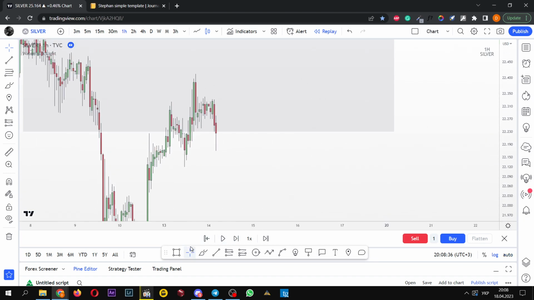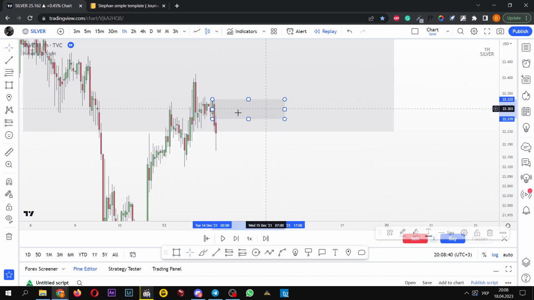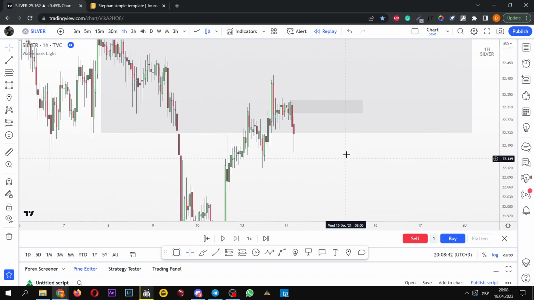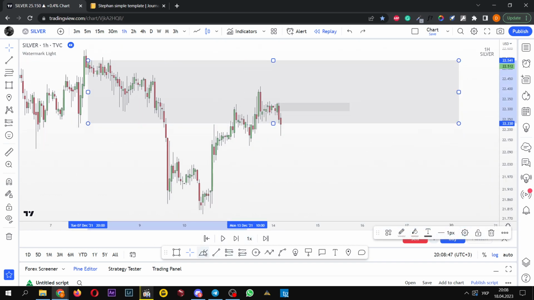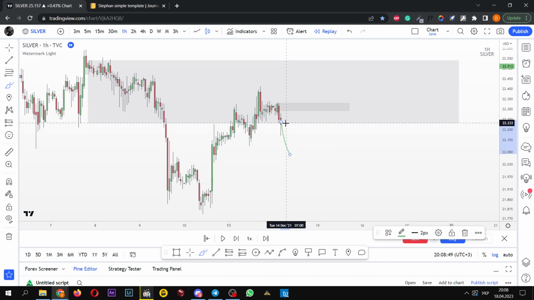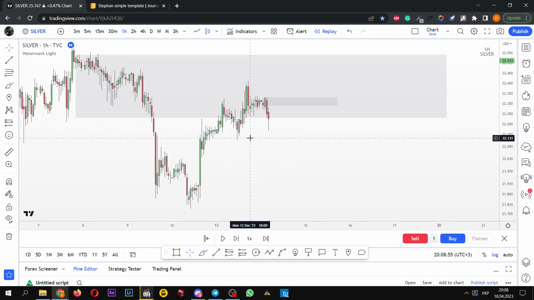So now if we break, we have this inside structure, we have these unmitigated zones. So basically if we do this, creating new structural shifts, or even a tap here and some stoppage there, I'm okay with shorting it.